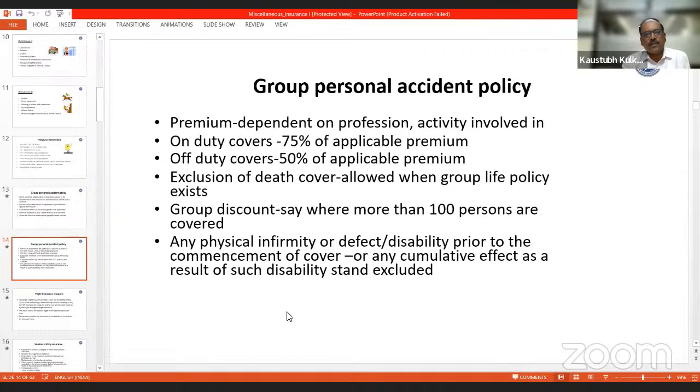Then the group discounts, yes, when the persons are more than 100, the group discounts are applicable. Any physical infirmity or defect: suppose any person has a pre-existing defect or disability prior to commencement of the cover, whatever the disabilities are, they will not be covered. Any cumulative effect as a result of such disability will also be excluded.